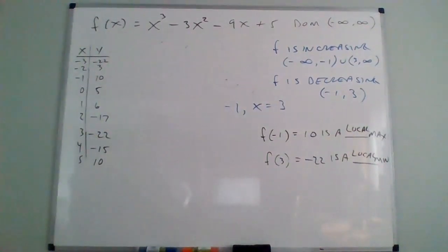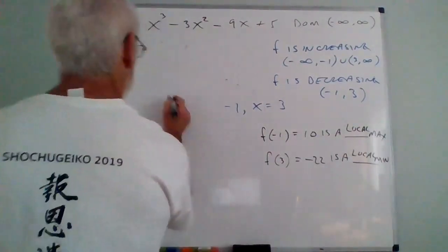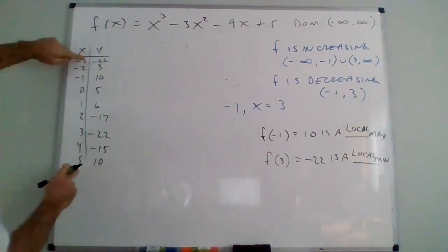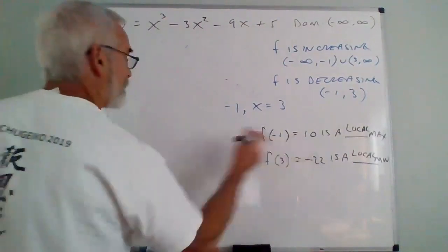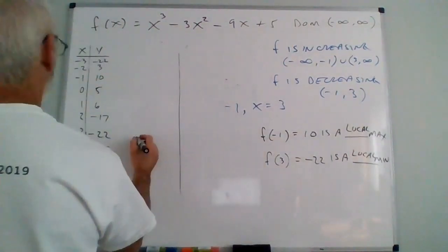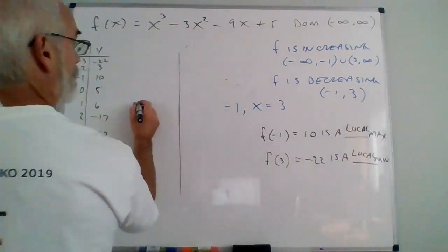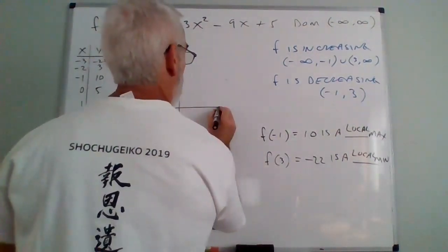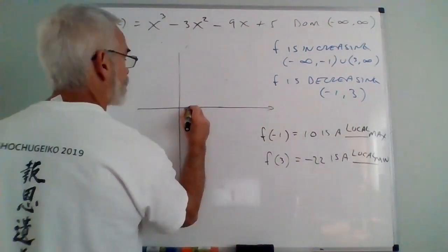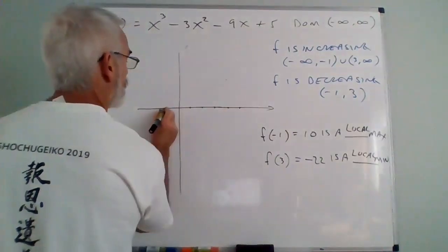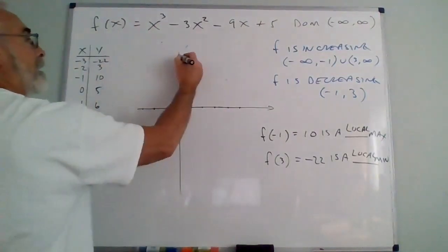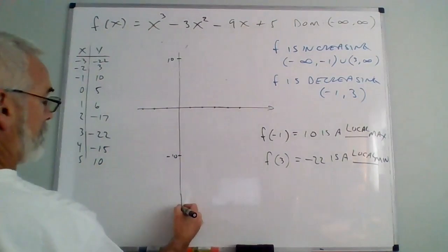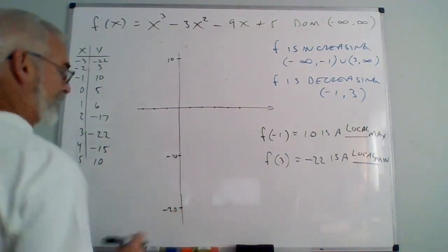I think we got enough information here to draw a very reasonable graph. In the x direction, I'm going from negative 3 to 5. In the y direction, I'm going from negative 22 to positive 10, which happen to also be those values. So maybe about that. Let me get rid of this. So maybe 5: 1, 2, 3, 4. Negative 1, negative 2, negative 3. Now let's say that's about 10, then that would be about negative 10 and about negative 20. Okay. This is my computer generated image right here.